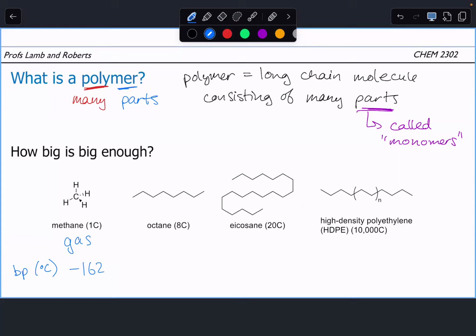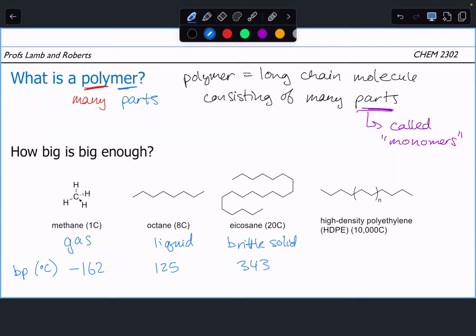So remember that boiling point is related to the molar mass of your molecule. So going from methane to octane, so going from 1 carbon to 8 carbons, so an 8 carbon hydrocarbon. Octane is the major component of gasoline. So that means that it is a liquid at room temperature. And its boiling point is 125. So that's just by making the chain longer, increasing the mass of the molecule. When we go to icosane, that's 20 carbons long. This is now a brittle solid with a boiling point of 343.